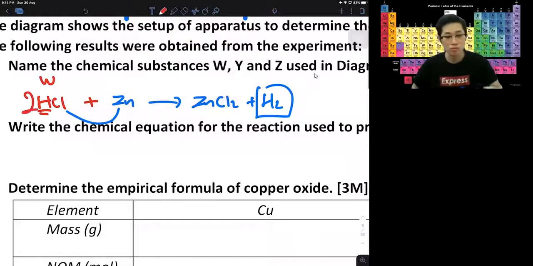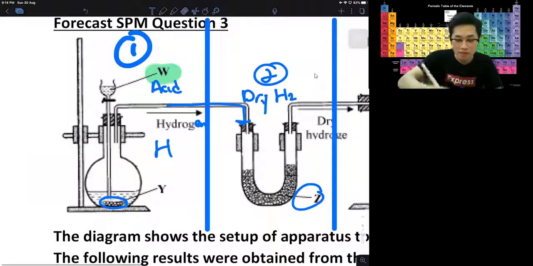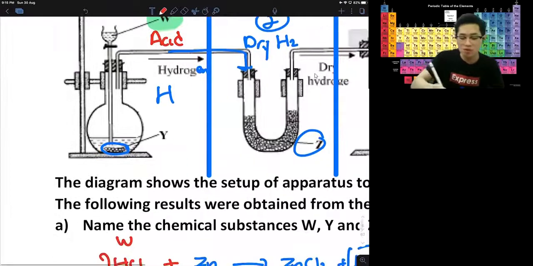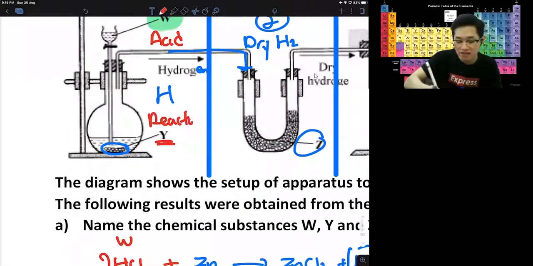So from here, you have to remember, you need a solution that is an acid. It can be any acid, sorry. It can be nitric acid, hydrochloric acid, or sulfuric acid. And then Y has to be a reactive metal.